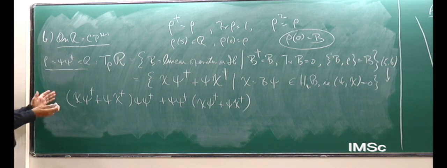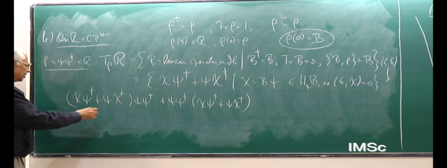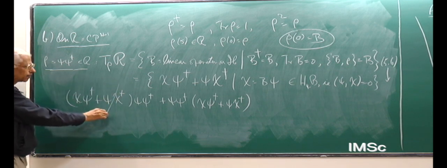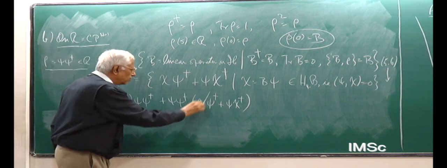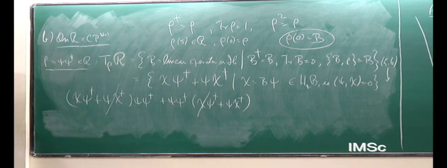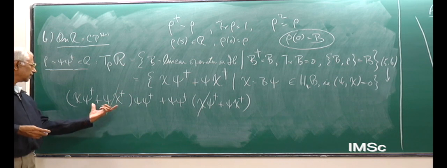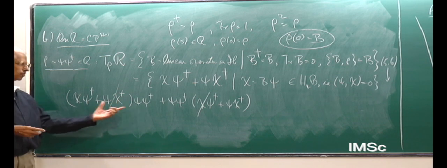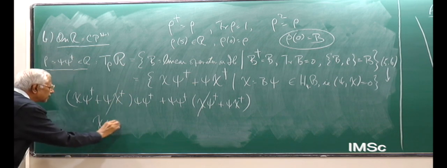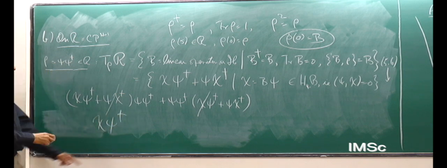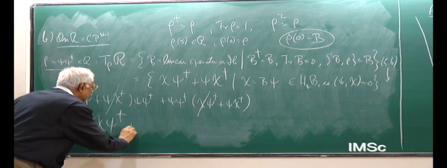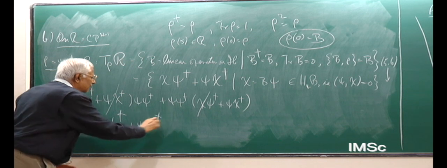Now, see how many things just disappear. This is 0 because chi and psi are orthogonal. This is 0 because psi and chi are orthogonal. What about this fellow? Psi is a unit vector. So what is this one? Chi psi adjoint. And what is left here? Psi chi adjoint, which is B.